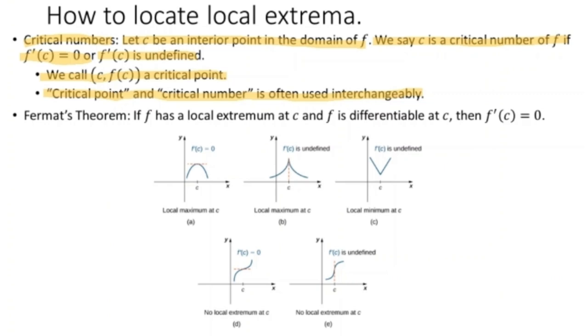One of the reasons why critical numbers are important comes from Fermat's theorem. If f has a local extrema at c and f is differentiable at c, then f prime of c equals 0.